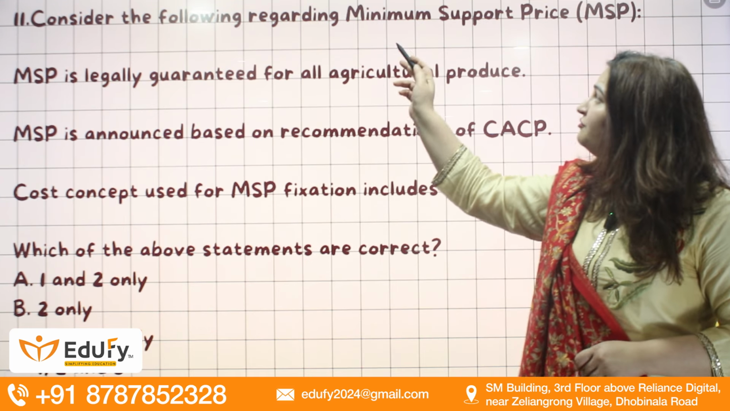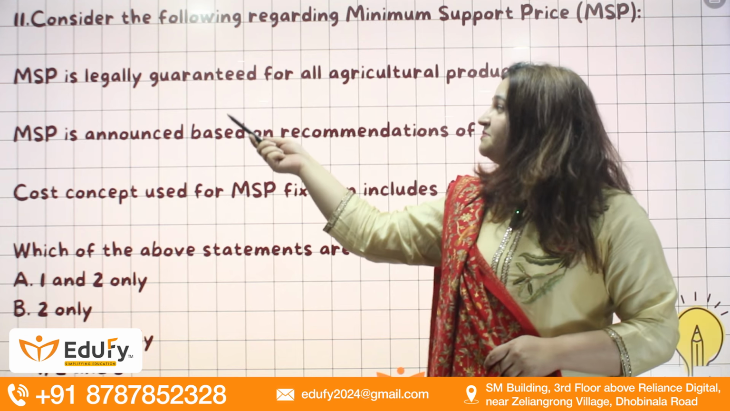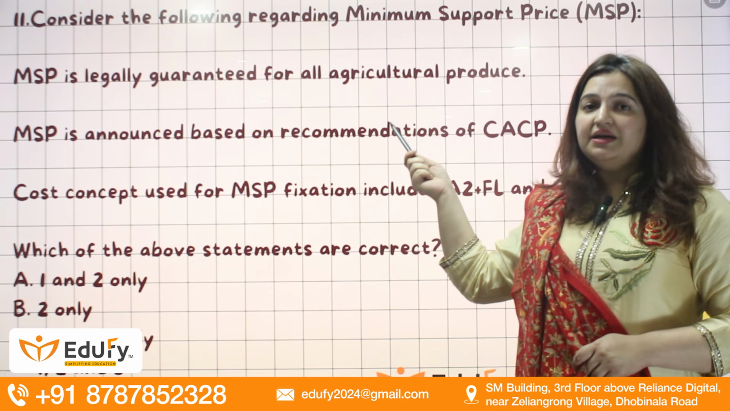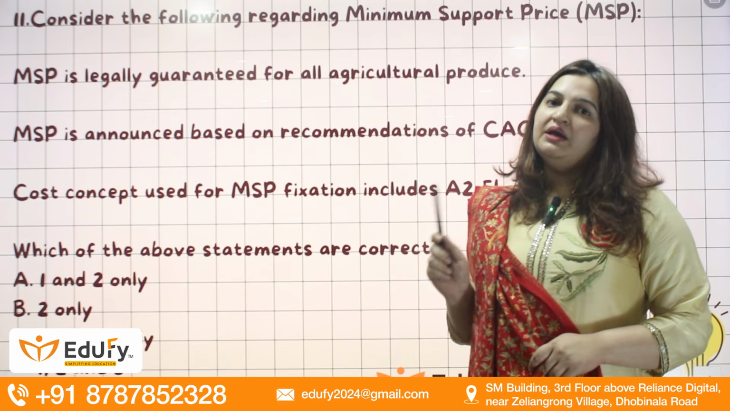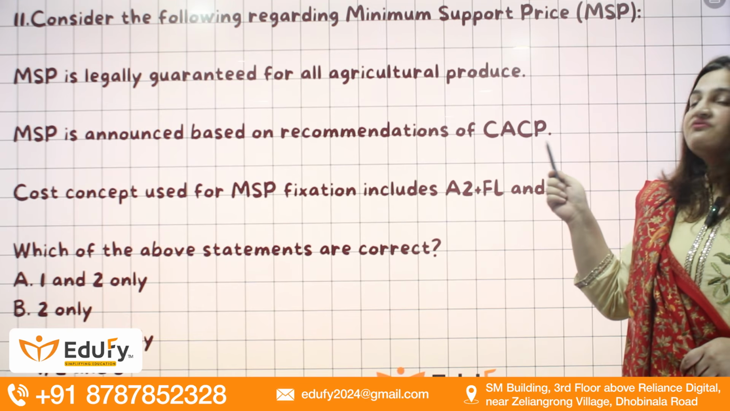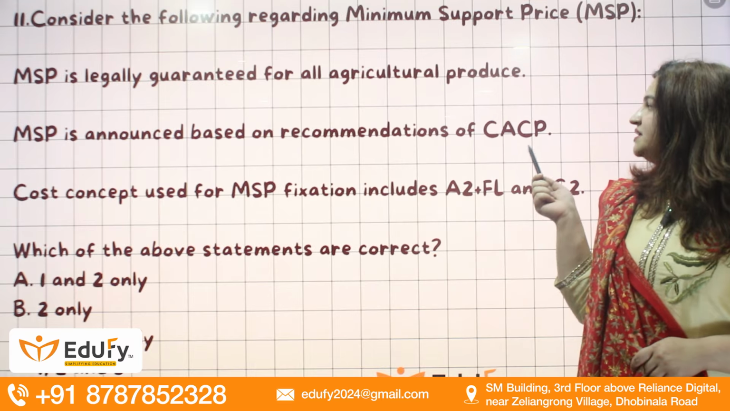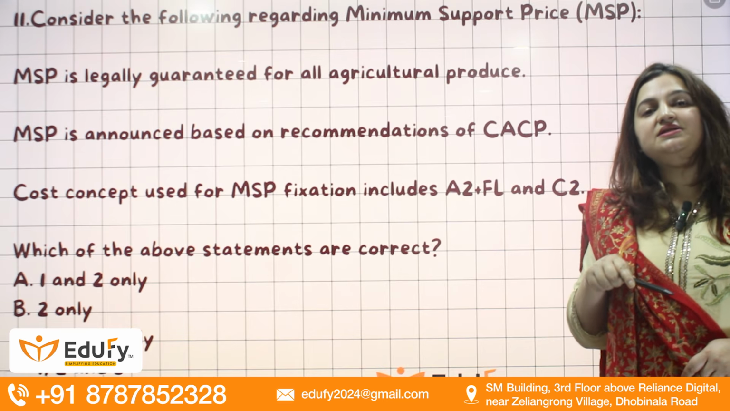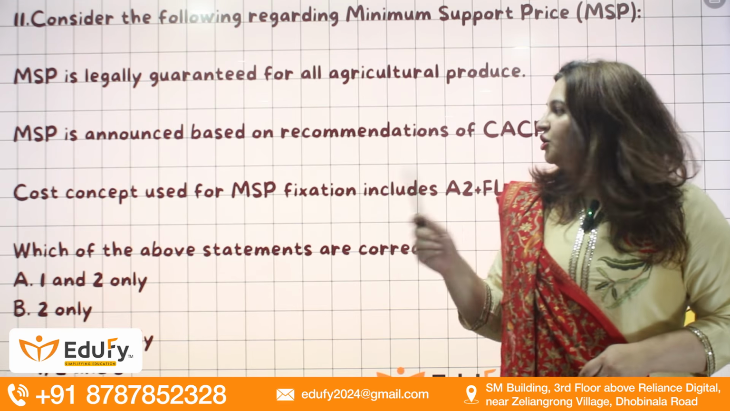Next, consider the following statement regarding MSP, that is minimum support price. MSP is legally guaranteed for all agriculture crops. So not for all agriculture crops, but for 23 agriculture crops. It is announced based on the recommendation of CACP. That is true. It is recommended by this committee. However, the final decision is actually taken by CCEA, that is Cabinet Committee on Economic Affairs.